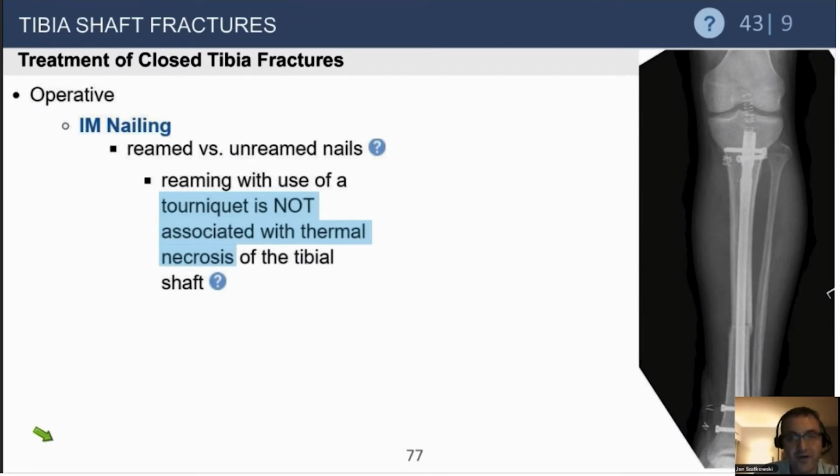So once again, reamed versus unreamed nailing. Reaming with the use of a tourniquet is not associated with dermal necrosis. This is a theoretical risk, and the reason is because you don't have any venous outflow, and there is an increase in heat produced as well. I for one do not recommend reaming with the tourniquet just due to the theoretical risks, but there have been multiple Cochrane reviews that have shown no difference between using a tourniquet and not using a tourniquet. But once again, this has been a question in the past. Theoretical has never been shown clinically yet.